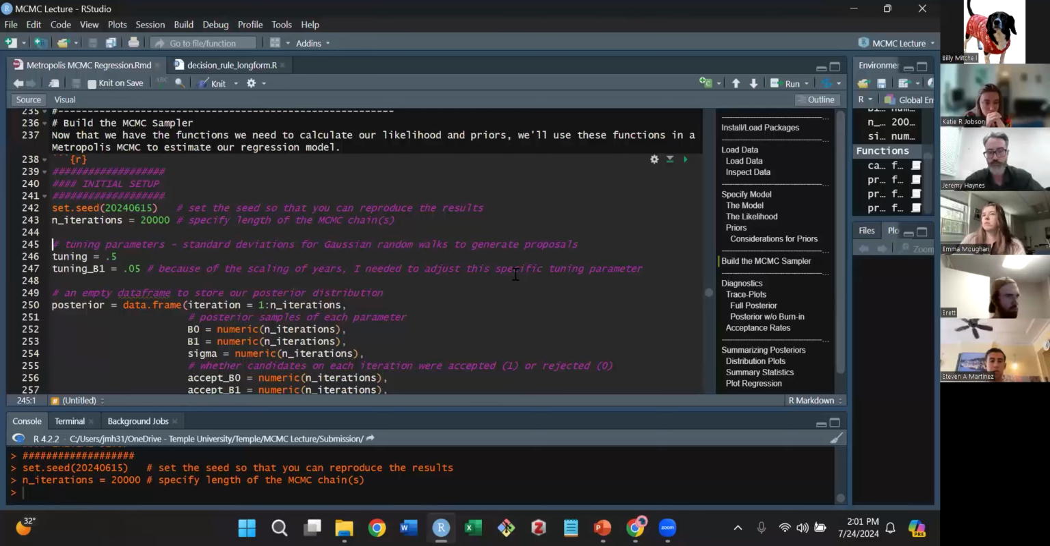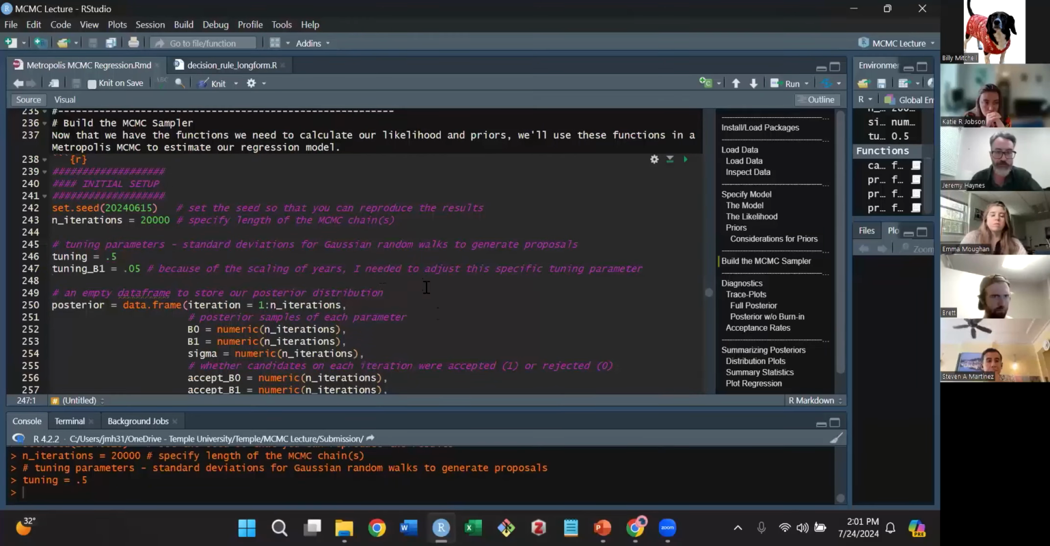And then we have 2 sets of tuning parameters. This is what we're going to use for our Gaussian random walks. I'll talk a little bit more about this later on. Basically, we just need to specify these so that we can generate candidates later on. So here I use a tuning parameter for the intercept and standard deviation as 0.5. And because my MCMC did not work very well with that tuning parameter for the slope, I changed it to 0.05 for that slope. This has to do with the scaling of the years variable.